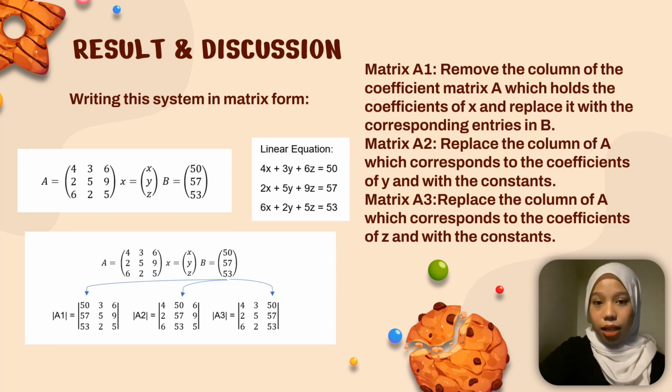For matrix A1, remove the column of the coefficient matrix A which holds the coefficient of x, and replace it with the corresponding entries in B. For matrix A2, replace the column of A which corresponds to the coefficient of y with the constants. And for matrix A3, replace the column of A which corresponds to the coefficient of z with the constants.